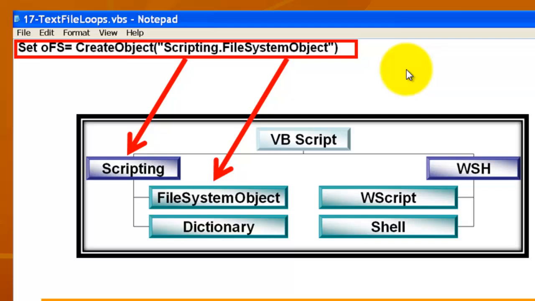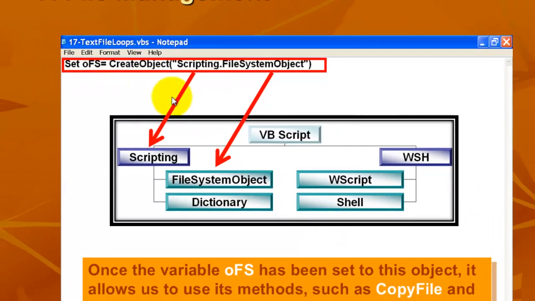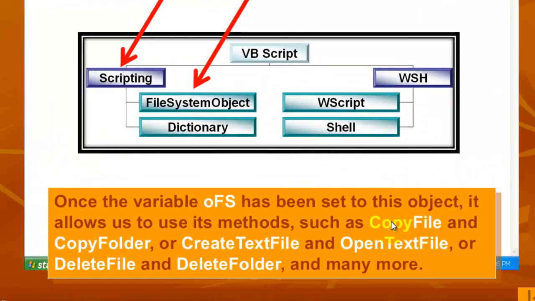To explain this a little bit, the CD-ROM has all kind of features to show you what the language does. VBScript has all subgroups of tools, and one of them is the scripting tool and the file system object tool. Thanks to those two, scripting, file system object, you can create a variable, and thanks to that variable you can copy files, copy folders, create text files, open text files, delete folders.